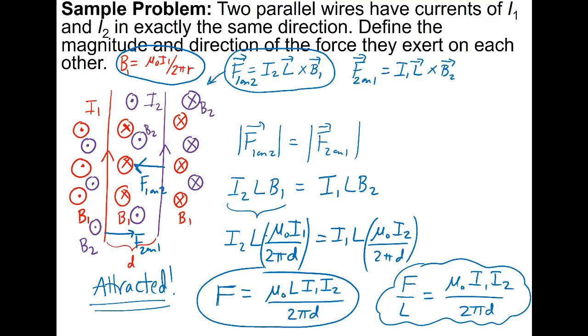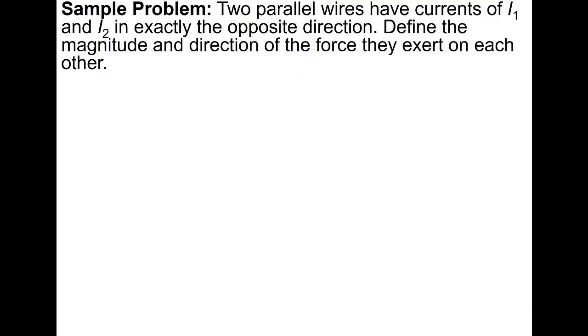Okay, but notice what happens is that these forces are going to be equal and opposite. And even though you have I2 outside of the field calculation for one of them, it's inside the field for the other. So things get switched. All right, now what if we have parallel wires that have currents in the opposite direction? So that means that perhaps I1 is going up, and let's do a different color for I2. I2 is going down. Let's find the magnitude and direction of the force they exert on each other.